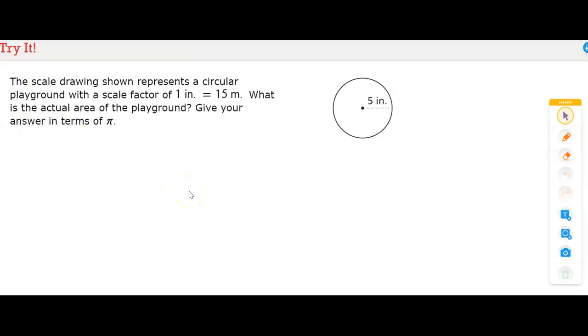The scale drawing shown represents a circular playground with a scale factor of 1 inch equals 15 meters. What is the actual area of the playground? Give your answer in terms of pi. We know the scale factor is 1 inch is equal to 15 meters. We also know that the formula for the area of a circle is pi times radius squared. So now we need to find the actual radius of the playground.